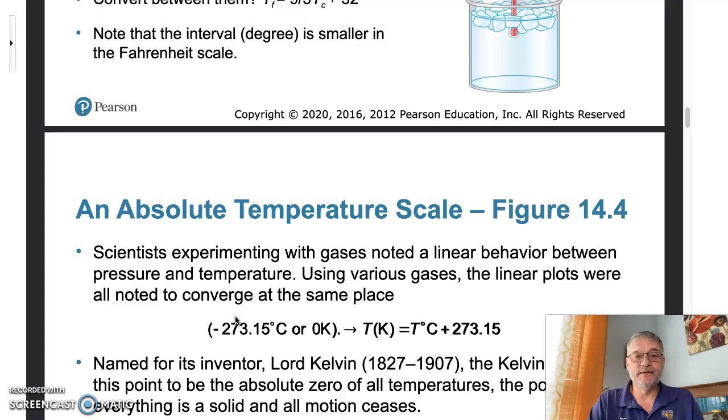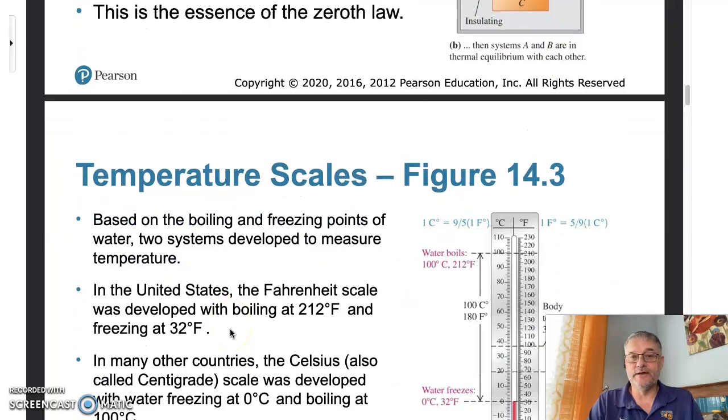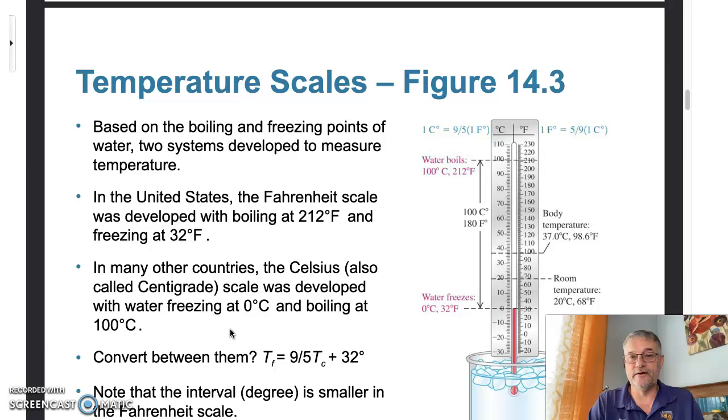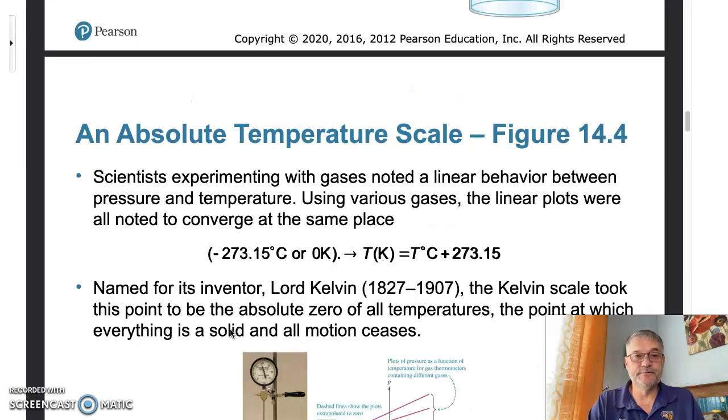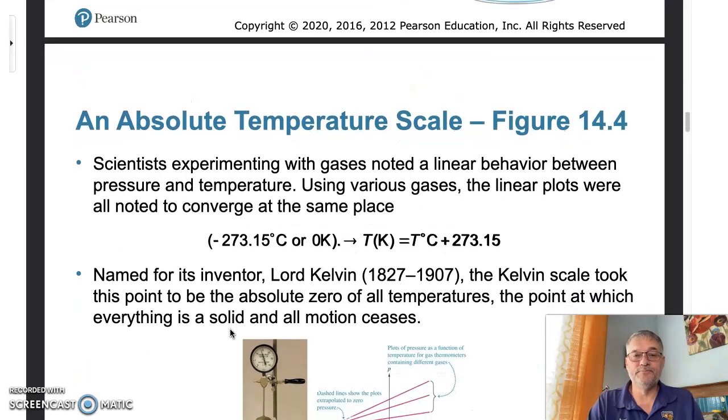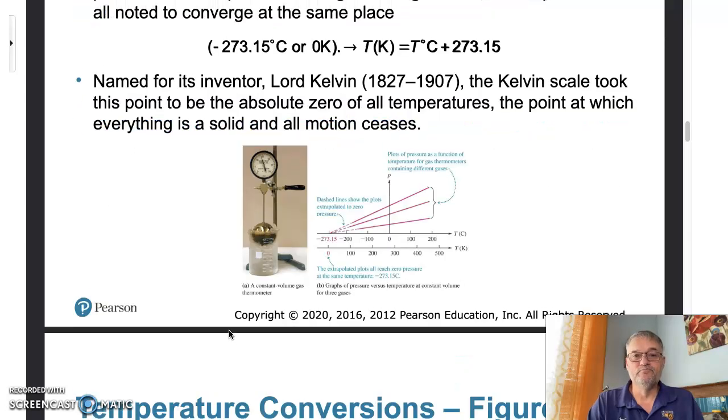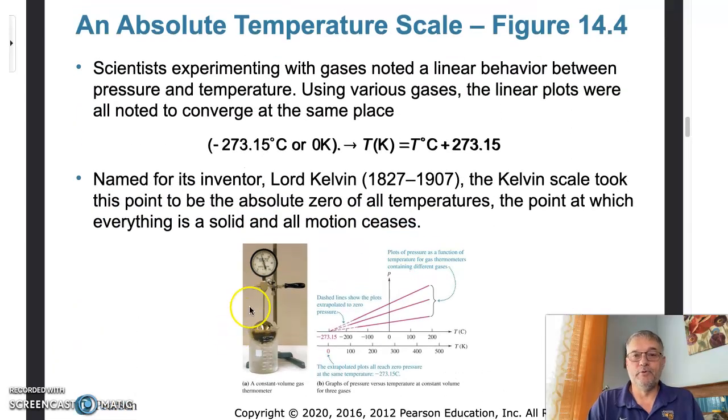The third scale, I said there were three, is the Kelvin scale. Kelvin temperature is based on what's called absolute zero. Absolute zero is the theoretical point at which molecular motion will stop. So we talk about temperature being the average kinetic energy, and theoretically at absolute zero, that kinetic energy would stop.